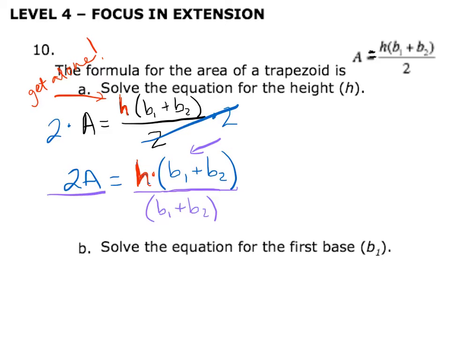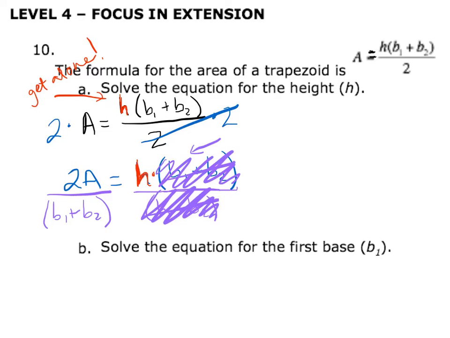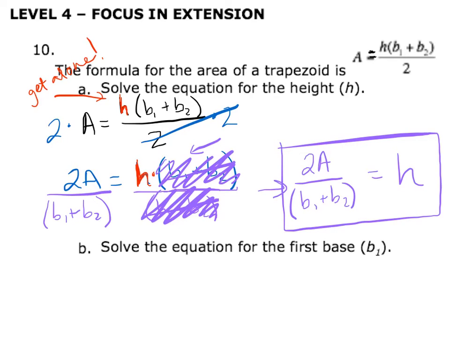So if we divide by that on that side, we divide by it on this side. Once you divide, they cancel out. They're gone from this side. It's moved over to the other side. So our final answer here is 2a over b1 plus b2. If you want to keep the parentheses there, that's okay, equals h. And we have solved for h. All right, and that's it for part A. Let's look at part B.